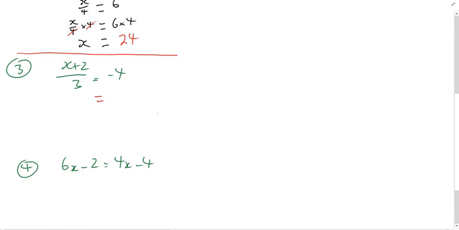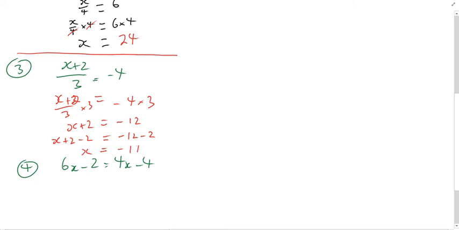This one, I've got x plus 2, it was plus by 2 and divided by 3, so the first thing we're going to do is times by 3 to get rid of that. X plus 2 on 3 times 3, minus 4 times 3. Minus 4 times 3 is minus 12. They'll cancel out. I'm just going to be left with x plus 2. X plus 2 minus 2 equals minus 12 minus 2, so x equals minus 14.